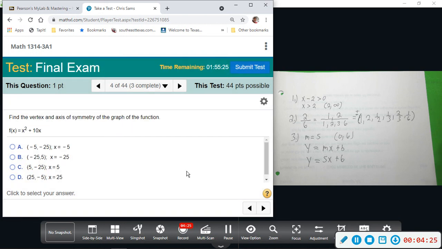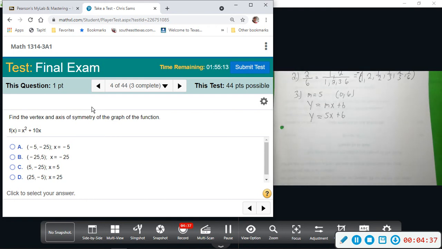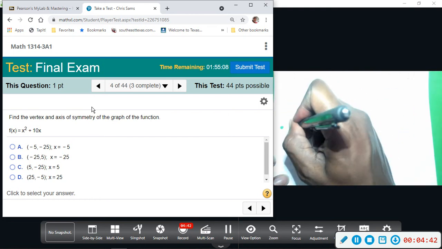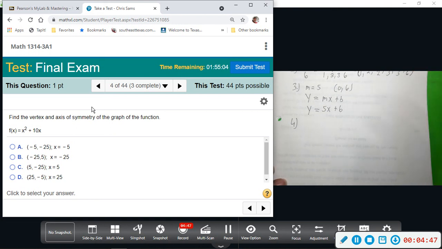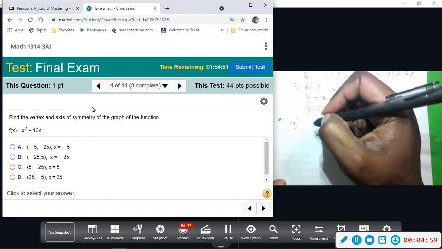Alright, I'll do one more. I'll try to get 4 on the video. We're going to find the vertex and axis of symmetry of the graph of this function. Okay, so what we have is a quadratic, because we have x squared. There were a couple of ways. If you had vertex form, you can just get it from the given, and if we have what we call standard form, we have to use formulas.